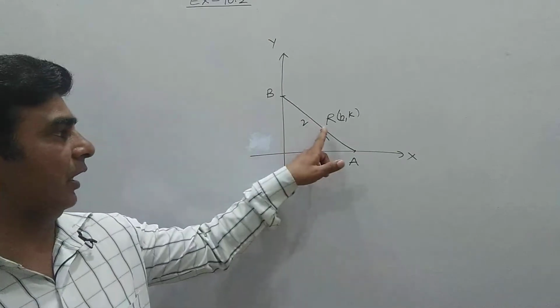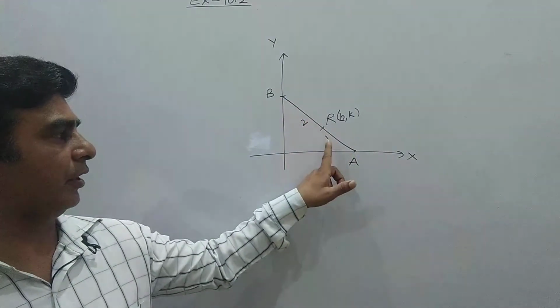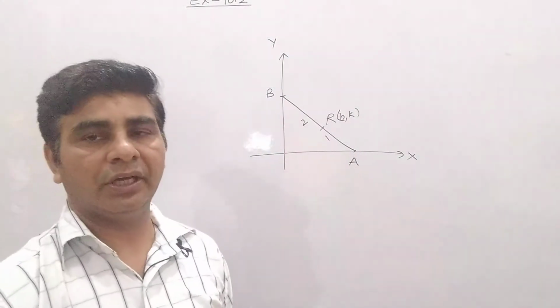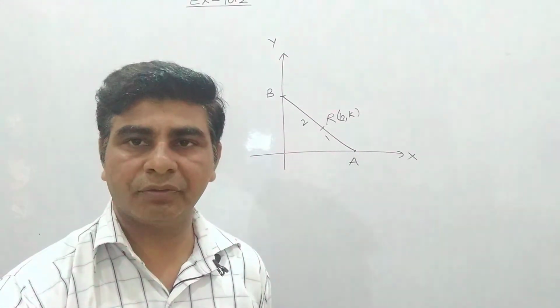This point R is dividing the line segment in the ratio 1:2. Then we need to find the equation of the line AB. हमें AB line की equation निकालनी है.